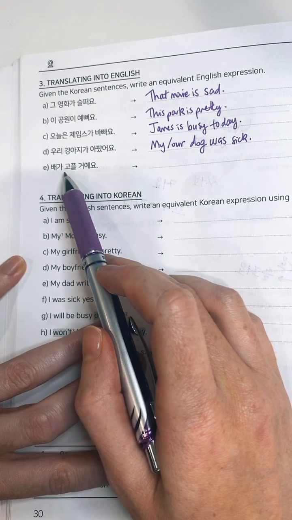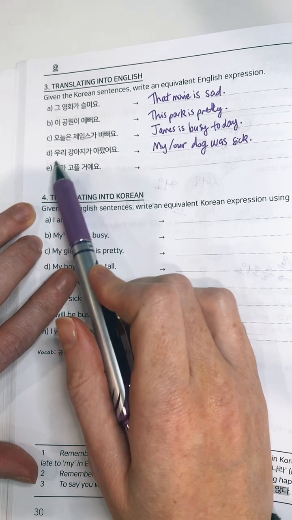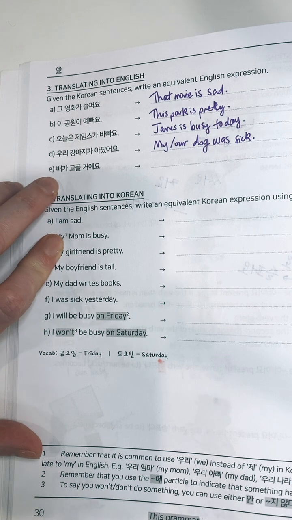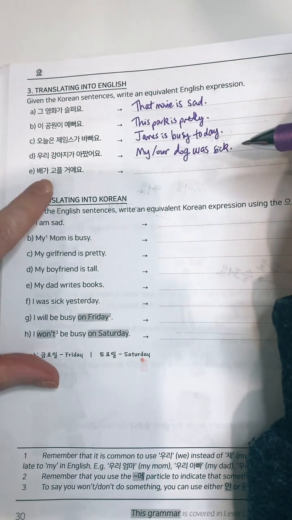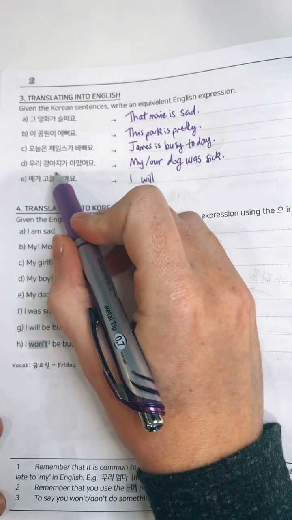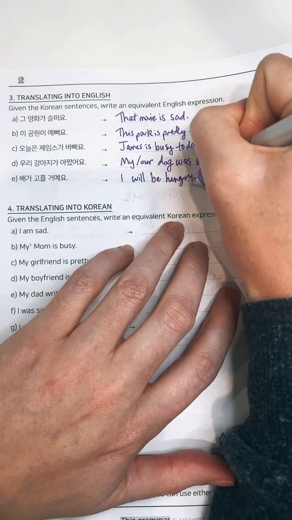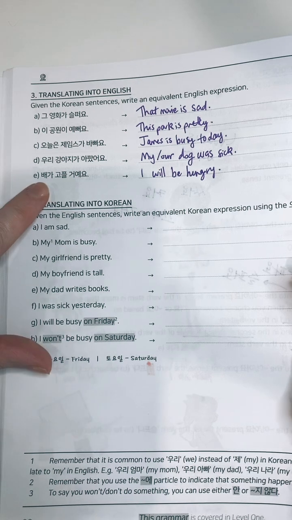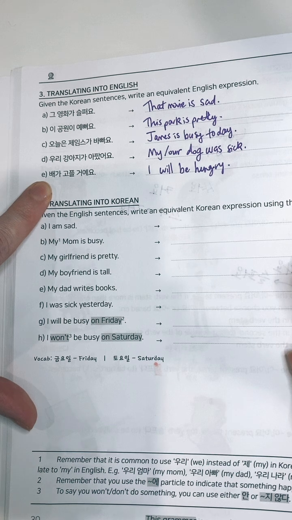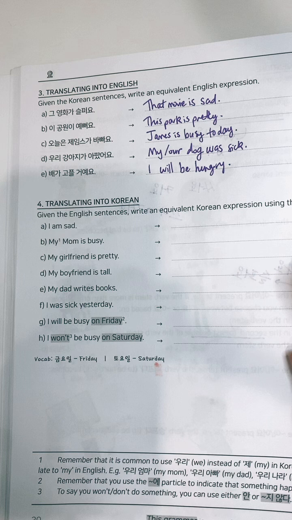E. 배가 고플 거예요. What is this word 배? Does anyone know? This word 배 has a lot of meanings, but what does it mean here? I will be hungry, yes. 배가 고프다 means to be hungry. So this 거예요 is the future tense. I will be hungry. 배 means stomach. 배 can also mean boat, and it can also mean pear. Like the Korean pear is also pear. So it has a couple different meanings, but here it means stomach.